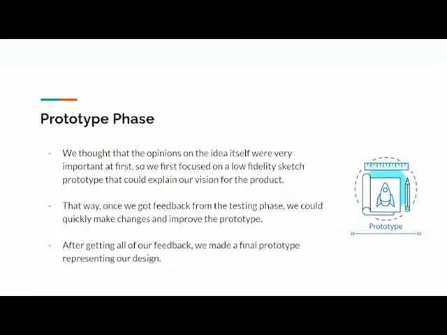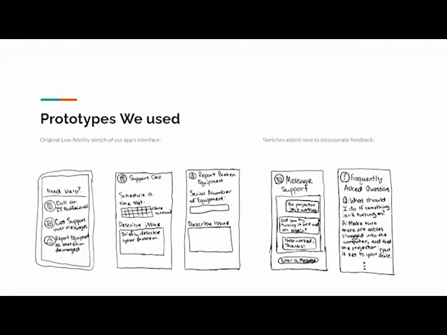The next design thinking phase we went through was the prototype phase. Because we wanted to focus on the feedback we'd get, we created simple sketches at first for our app's layout. These low-fidelity prototypes could be created and iterated quickly, so we could easily make changes after receiving feedback. And after getting all of that feedback, we could create a final design. And so these are the prototypes we used. The 3 on the left were the first prototypes, and the 2 on the right were added after that.